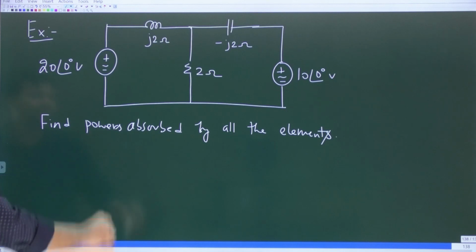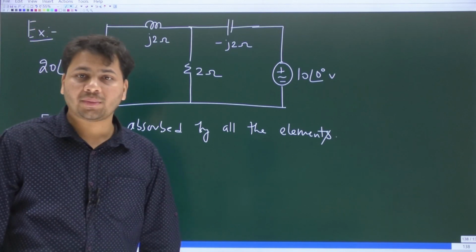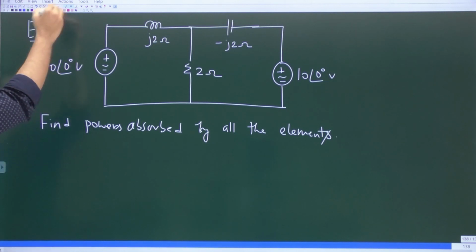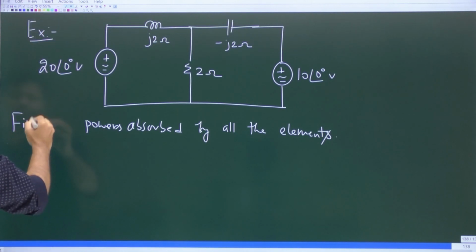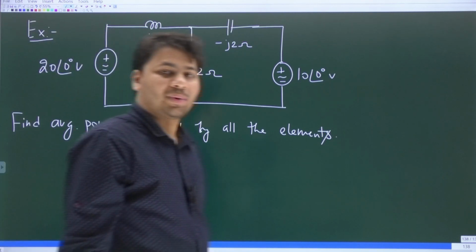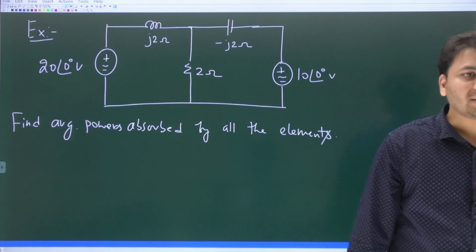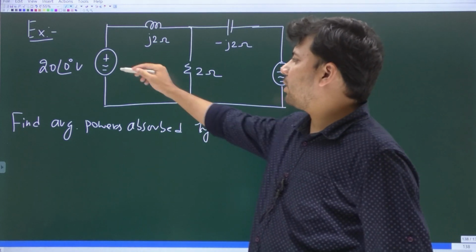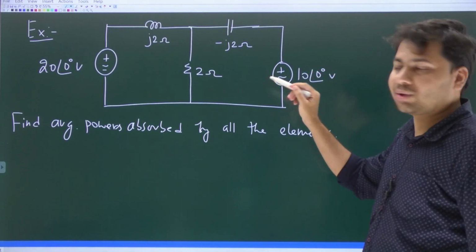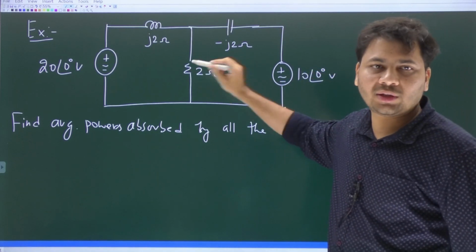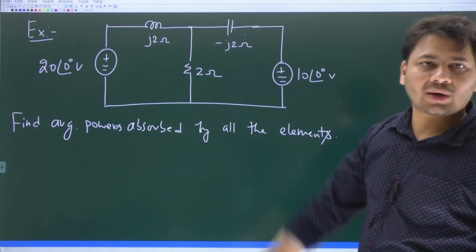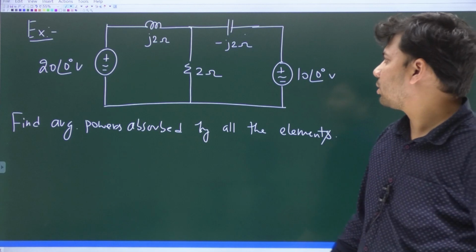The question is to find the powers absorbed by all the elements. In fact I should have written: find average powers absorbed by all the elements. That means what is the average power absorbed by this source, what is the average power absorbed by this source, what is the average power absorbed by the 2 ohm resistor, what is the average power absorbed by the inductor, and also what is the average power absorbed by the capacitor.